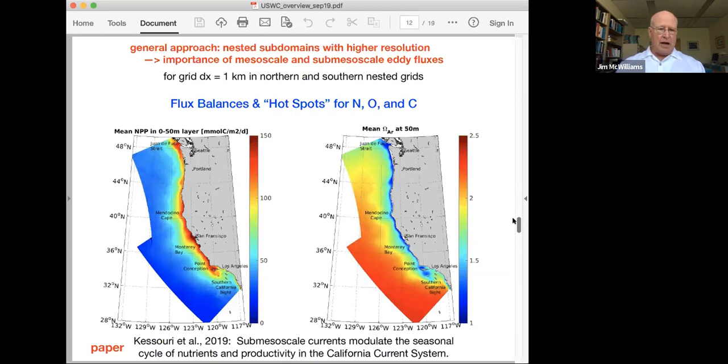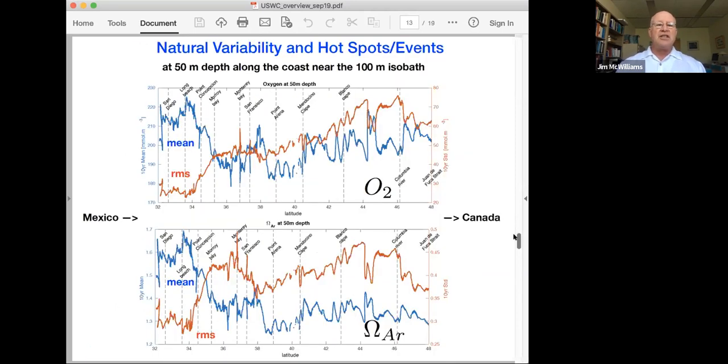The focus in the paper listed at the bottom is to establish what has been partly known before, but to carry it to much higher resolution: how mesoscale and submesoscale eddy fluxes of oxygen, nitrogen, and other quantities importantly influence the mean state and variability of the system. The next plot begins to get at the geographical distribution, where what you see along the x-axis is the latitude. These are plots of quantities at 50 meters depth along the coast near the 100 meter isobath, that is near the outer edge of the continental shelf. Their time mean statistics over the reanalysis period.